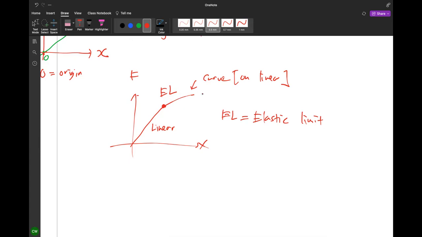这个点就叫做 elastic limit. 他会问你的. Okay. Actually, there's one more point called the LOP. LOP stands for limit of proportionality. The meaning of proportionality means it's going to be a straight line. So to be more accurate, limit of proportional. You understand the meaning of proportional? Proportional means it's a straight line.